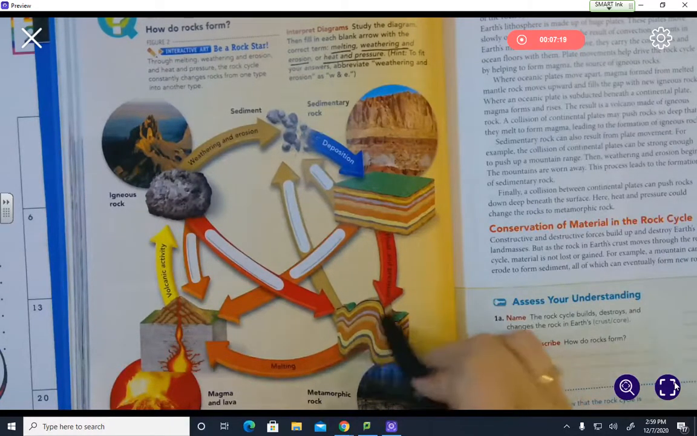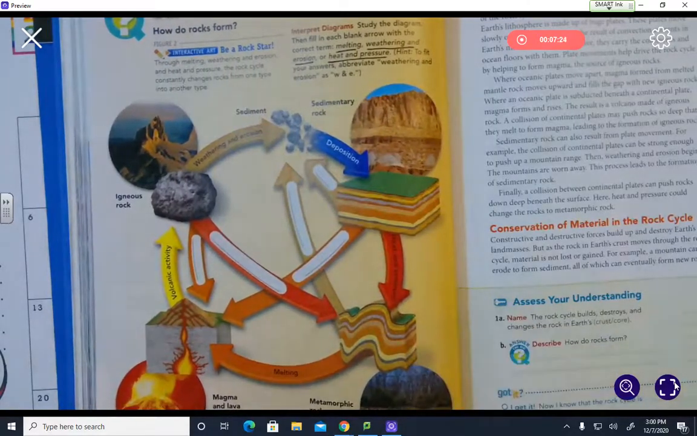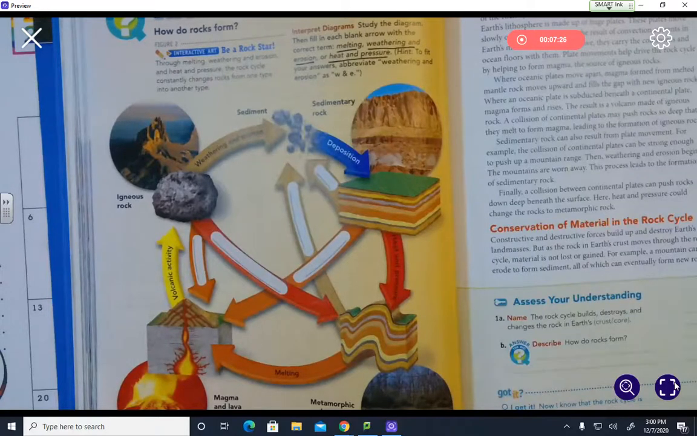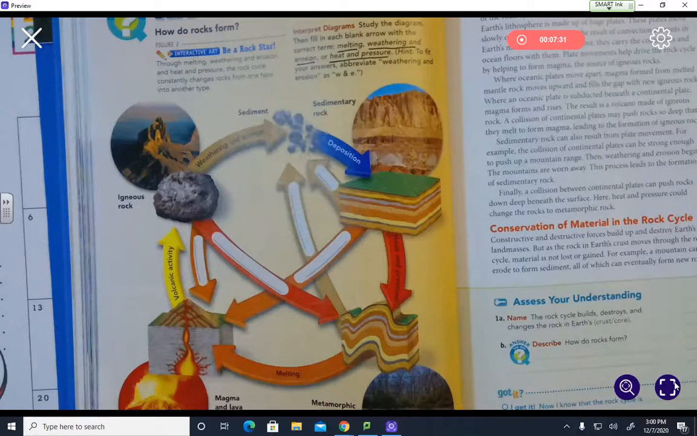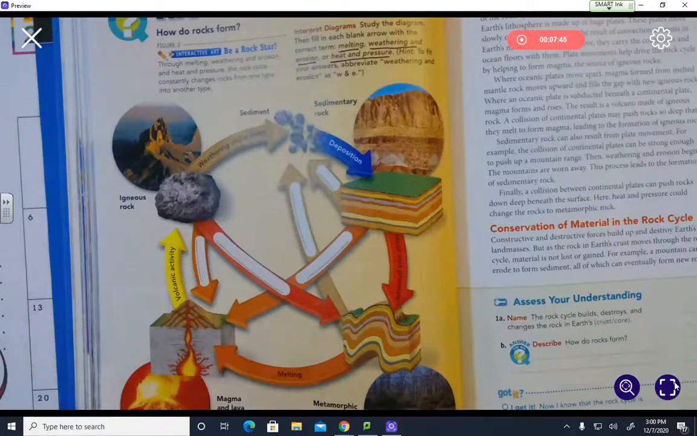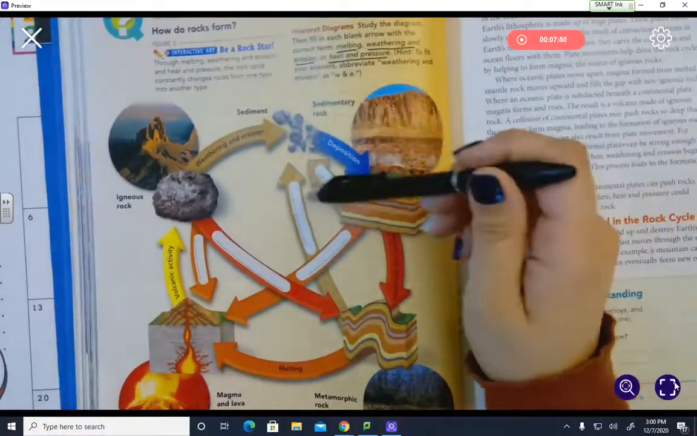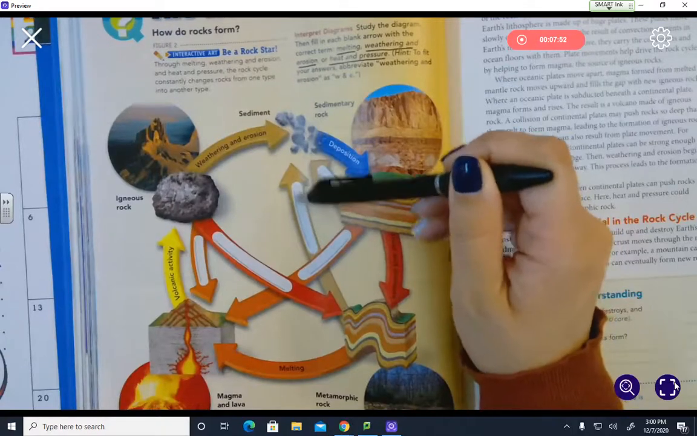What would I do to this rock after I apply the heat and pressure? What can I do to a metamorphic rock in order for it to become sediment again? What would I have to do to it? I'll help you with this one. We would have to use weathering and erosion. Okay, so you would have to write W-E right here. W and E right here.